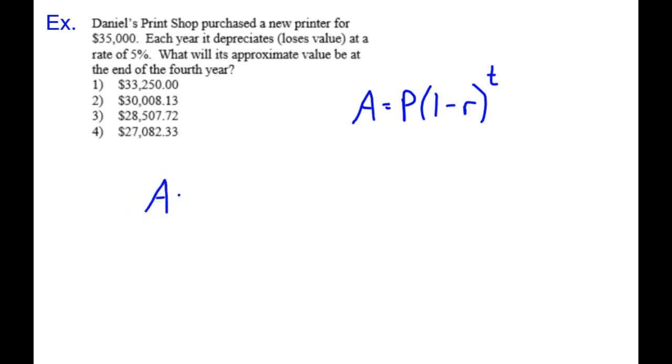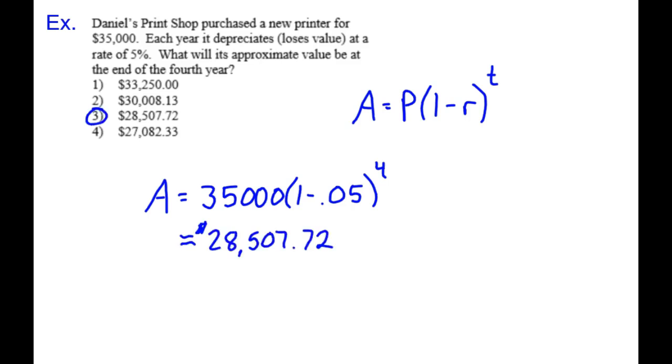So we write our equation. A is equal to the principal amount, the original amount, $35,000. We have to multiply that by 1 minus our rate, which is 5%. We convert that to a decimal, 0.05, raised to the t power. We're looking for its value after 4 years. So now we have our equation. We just plug this into a calculator to get that value. Once you plug that into a calculator, the approximate value you should get is $28,507.72, which would be option 3 up above.